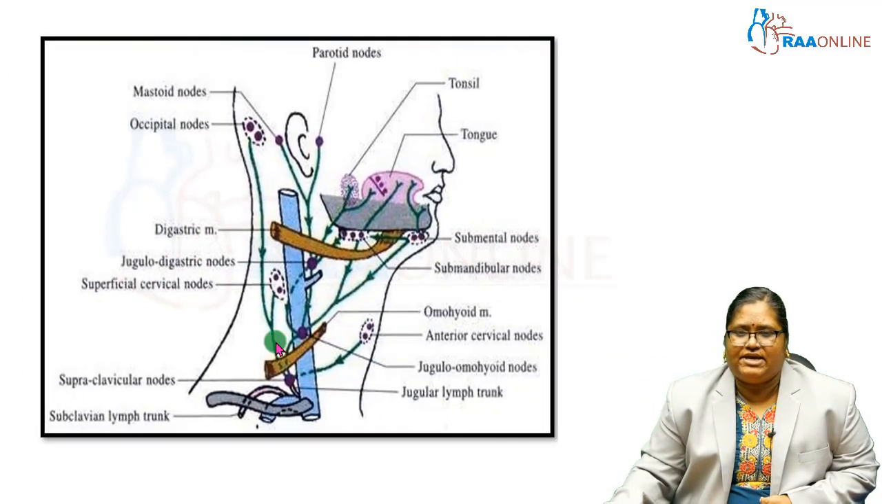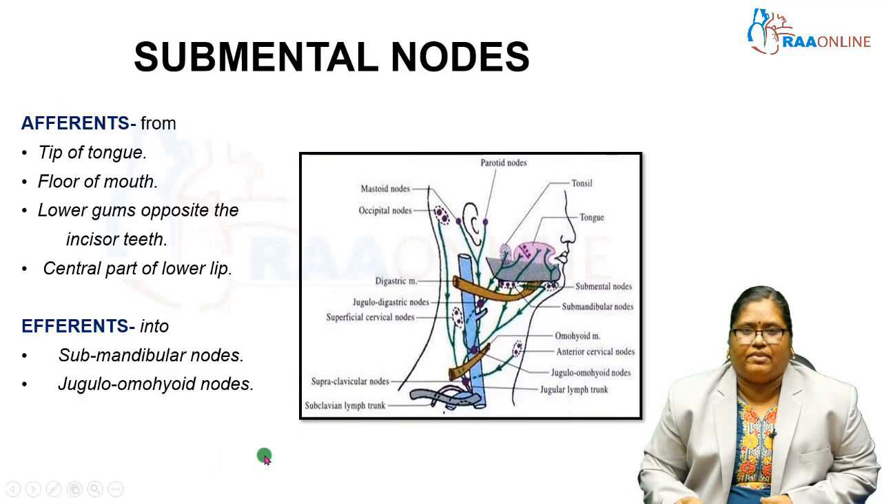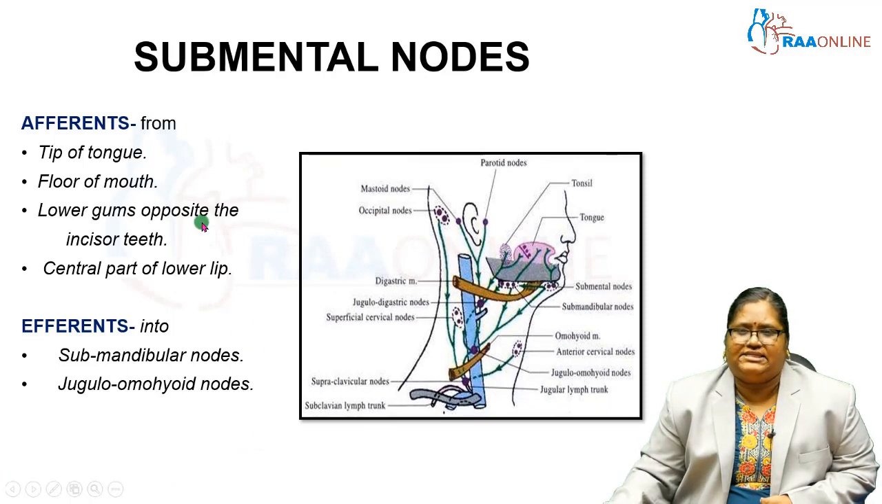So here we will see where the submental nodes are. This is the submental node. The submental node is situated on the mylohyoid muscle between the anterior bellies of both digastrics. What are the afferents? Afferents are from the tip of the tongue, floor of the mouth, the lower gums opposite the incisor teeth, and the central part of the lower lip. These are the afferents of the submental nodes.